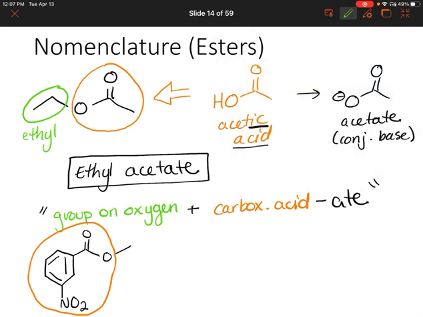Then we also want to find the group that's bonded to that oxygen that was originally an OH group. That would be this methyl group here. All right, so the methyl group's easy, that's just methyl. But what about the orange component? How would we name that?